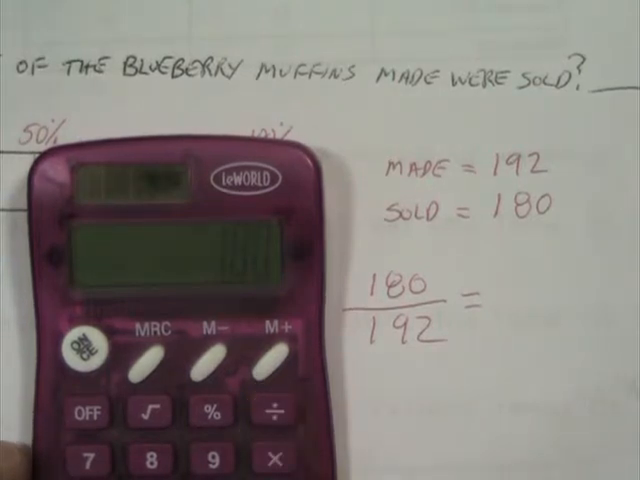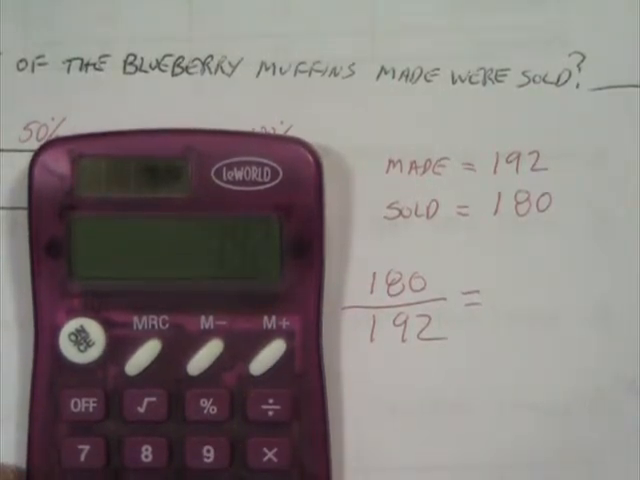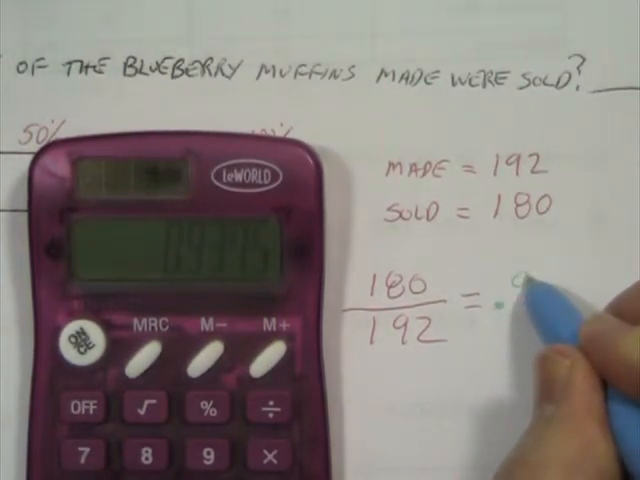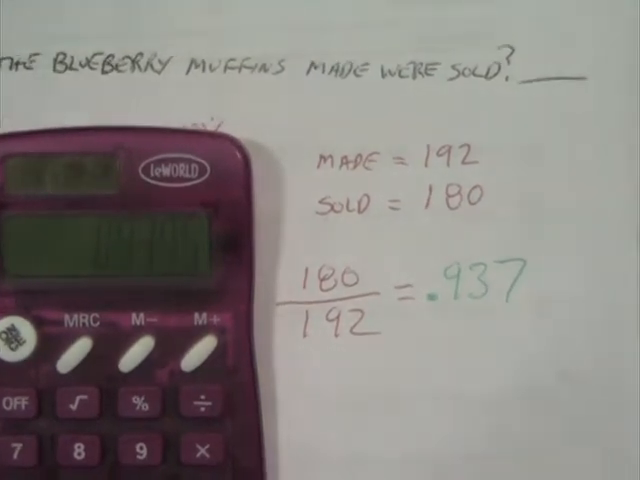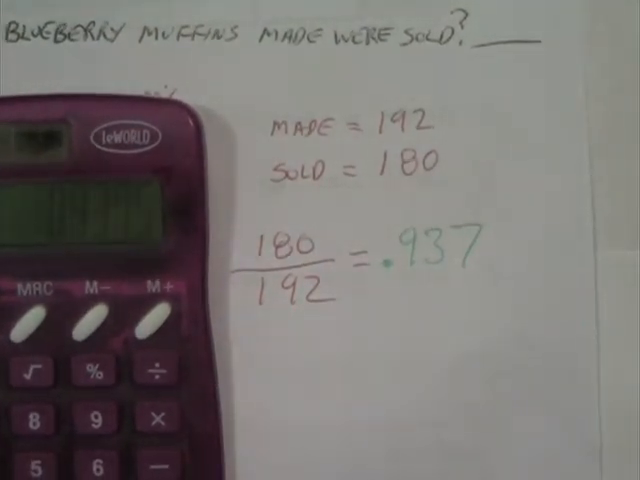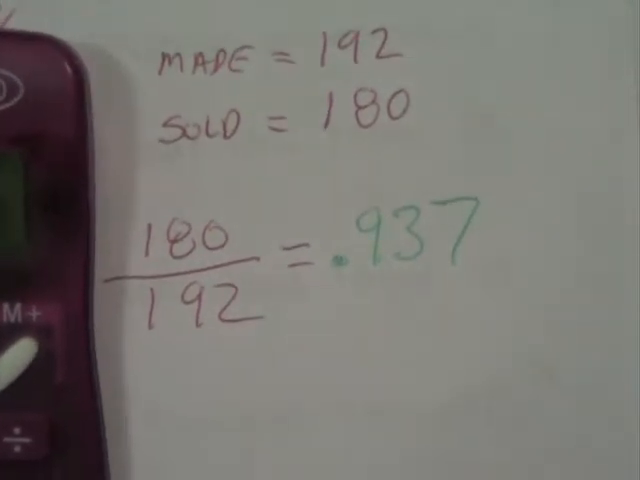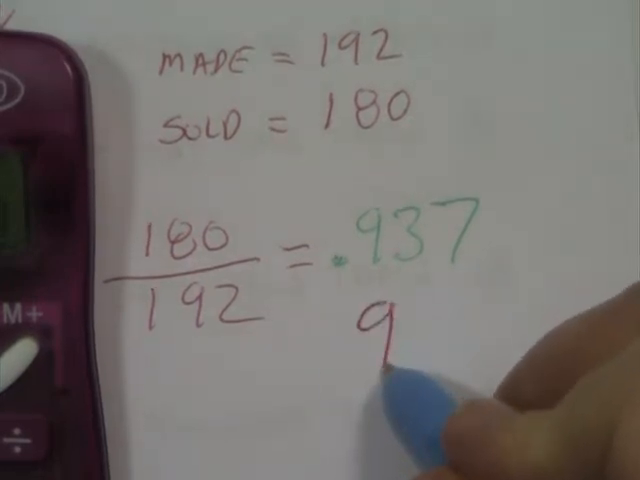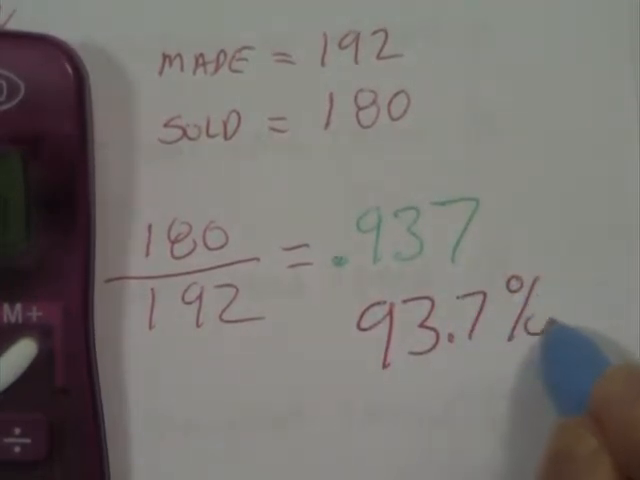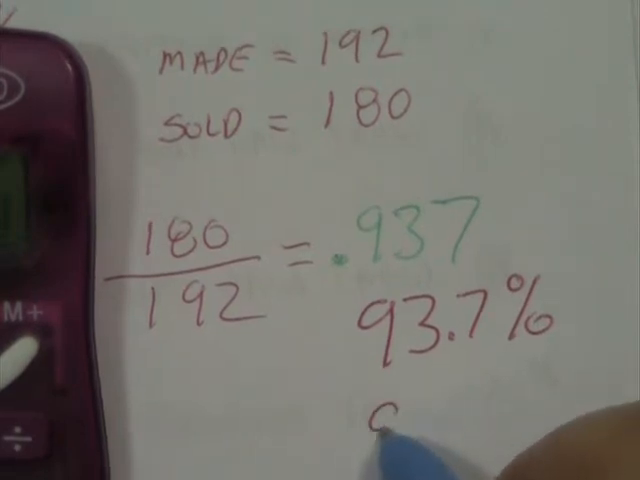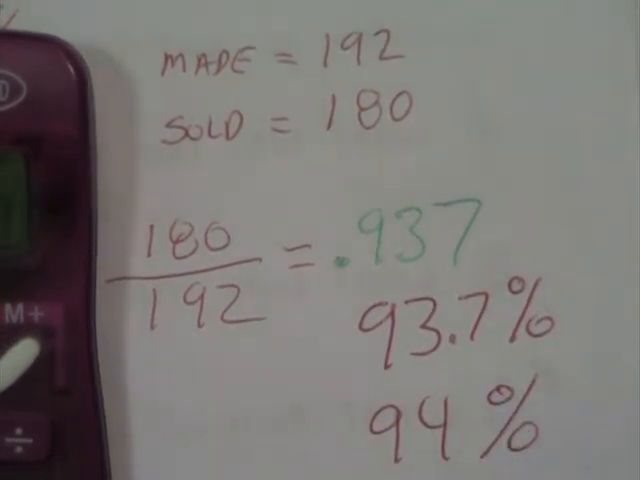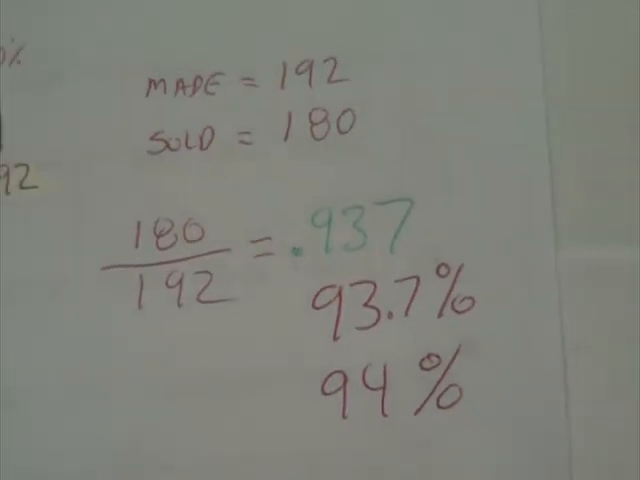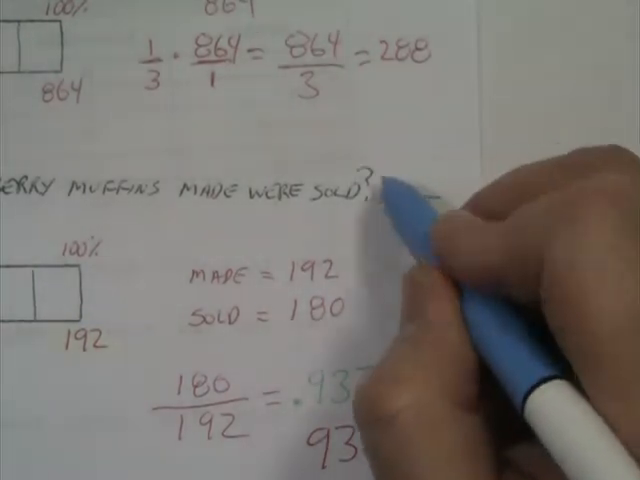192 equals, I get 0.937. So 0.937, and if you move the decimal over 2 spaces, I get 93.7%. And if you round that off, that would be 94%. So the answer is 94%.